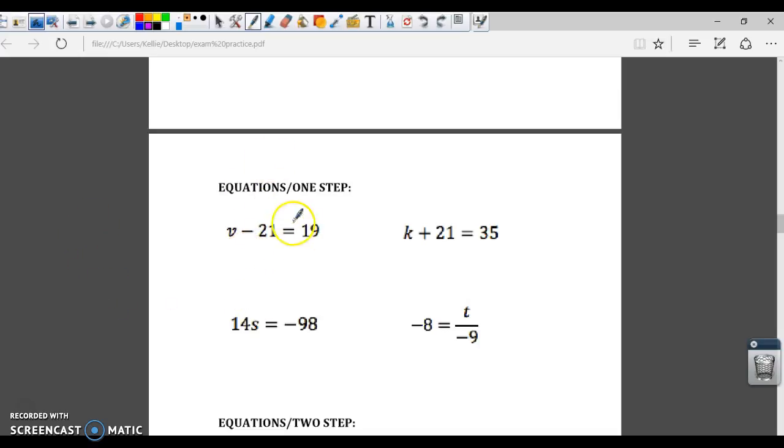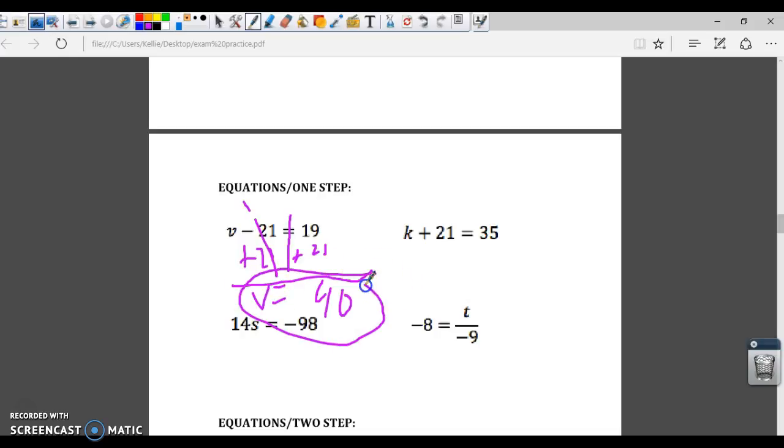All right, so for one-step equations, remember, you have to get the variable by itself. The variable is v, so do the opposite of what you see. You got to get rid of this minus 21, so you will add 21 to both sides. Simple as that. Okay, so in order to get the variable by itself, you have to do the inverse operation. In class, I called it doing the opposite of what you see. So I'm going to add 21 on both sides. So I have 19 plus 21, so that's 40. So this is 40, that cancels out.